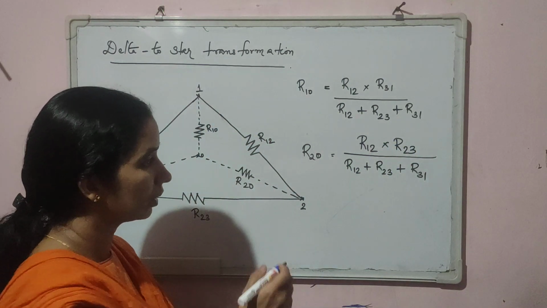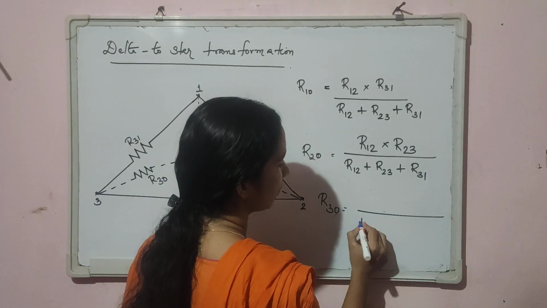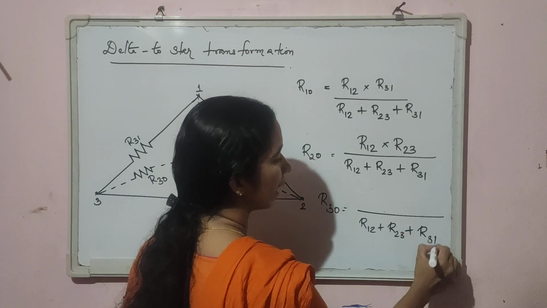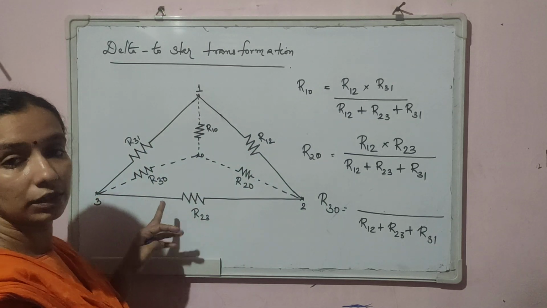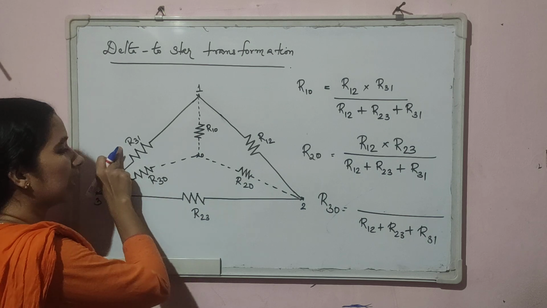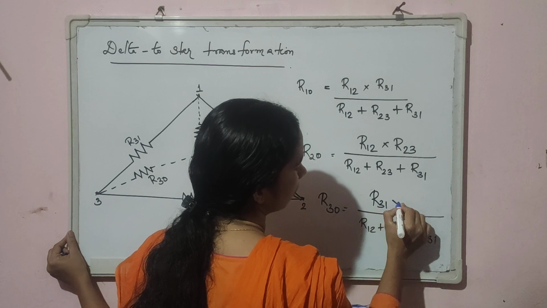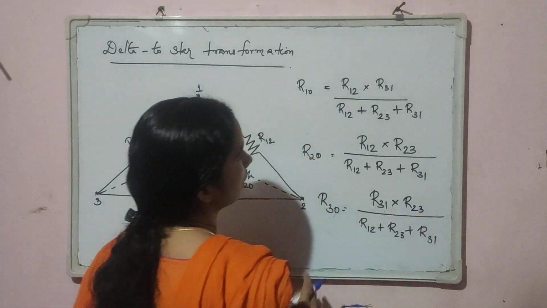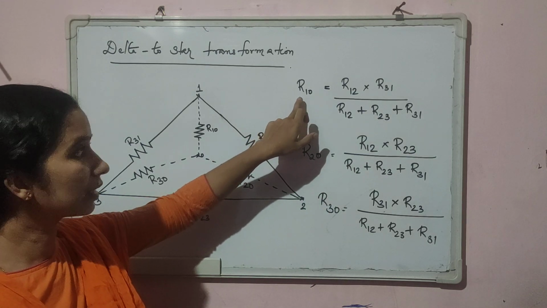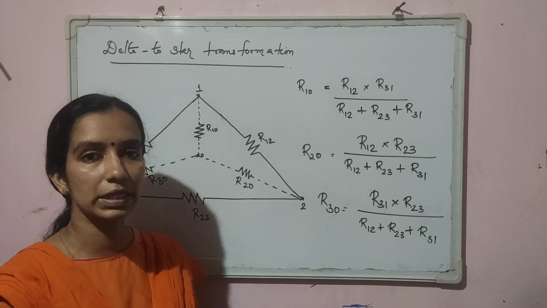Now the last resistor, that is R30, the denominator is the same, R12 plus R23 plus R31, and the numerator will be, we are calculating R30, so the numerator will be R31 into R23. So these are the equations for finding the equivalent star resistors when we are transforming a delta connected system into a star connected system.